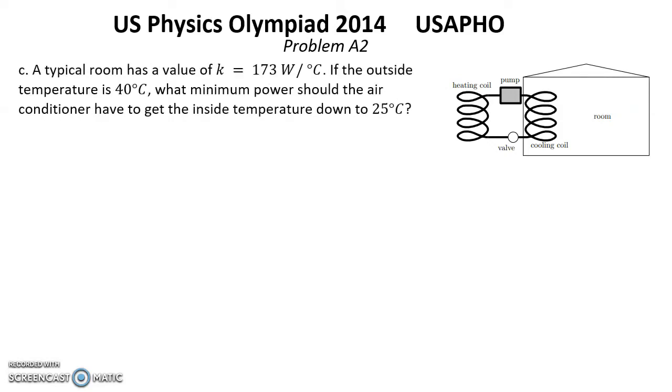Question C. A typical room has a value of K equal to 173 watts per degree Celsius. If the outside temperature is 40 degrees Celsius, what minimum power should the air conditioner have to get the inside temperature down to 25 degrees Celsius?